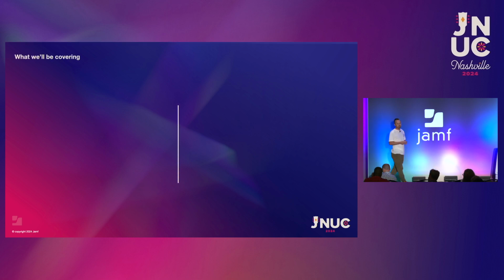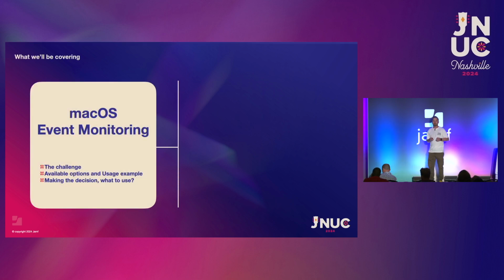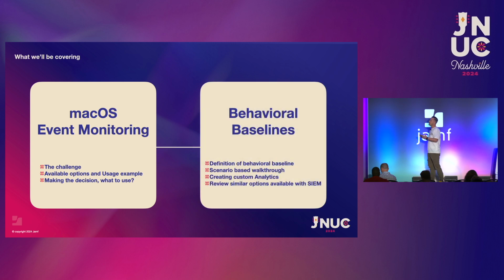So what we will be covering in this session is we first take a look at macOS event monitoring, but we'll focus on the challenge of not having event monitoring in place. We take a look at the options we have available and also the features, and then turn those into relevant usage examples. Then I show how to make an educated decision in what to use best in order to detect maybe specific activity across your fleet of devices. And then secondly, we take a look at implementing the concept of behavioral baselines, where we use a scenario-based walkthrough where we are going to craft an initial custom analytic before diving deep into telemetry and leveraging a SIEM.